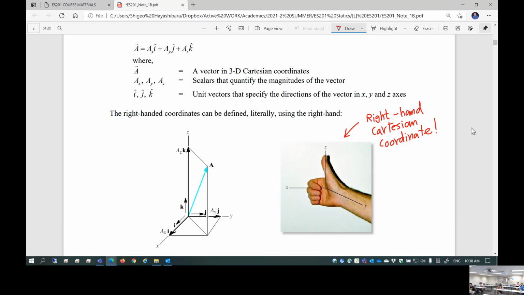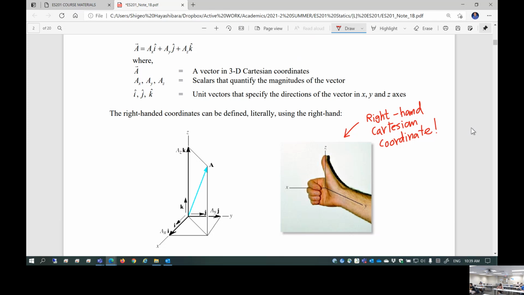You can remember one thing. Curl up like this, and the thumb sums up. If this is the Z direction, this is the positive direction of X and Y. So this is X rolling to Y, and this is Z. That's exactly what it says, right? X to Y, and this is Z.